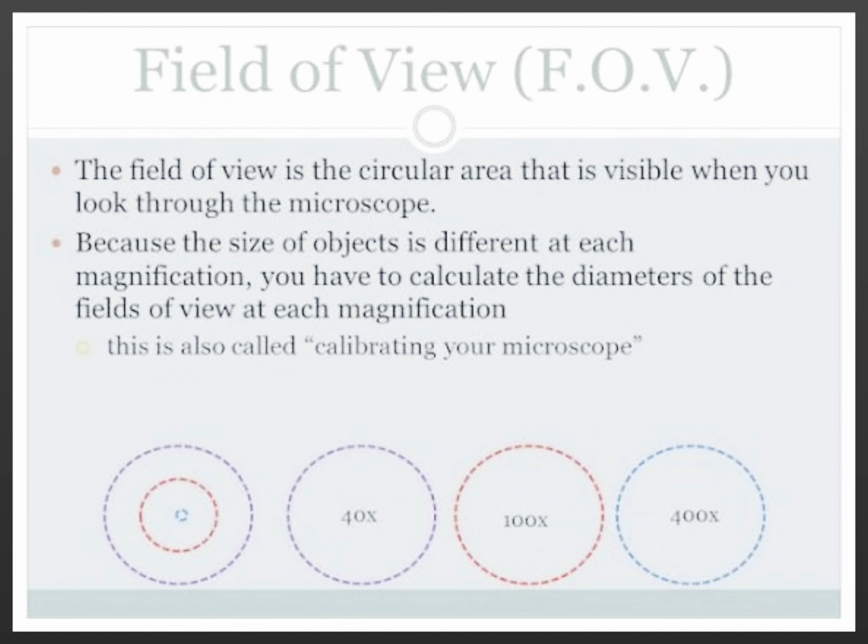So now you understand the field diameter, also known as field of view, is the circular area that is visible when you look through the microscope. Because the size of objects is different at each magnification, you have to calculate the diameters of the field of view at each magnification. This is also called calibrating your microscope. I hope you don't have any confusion in this.